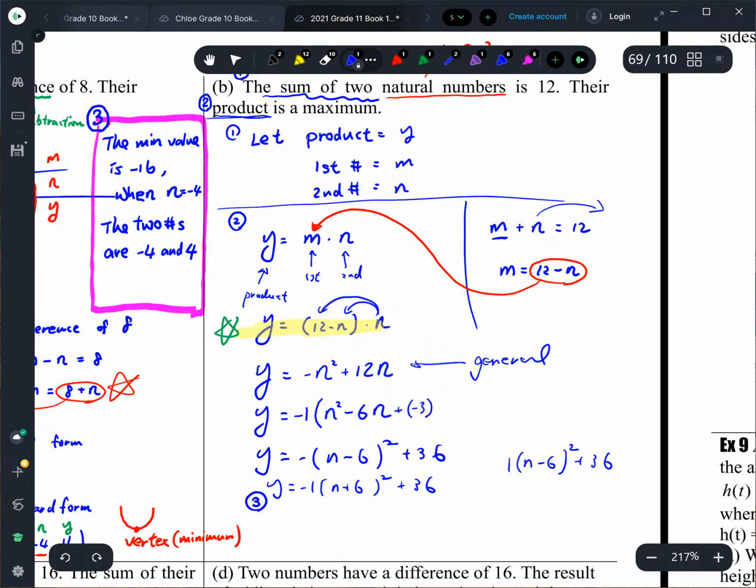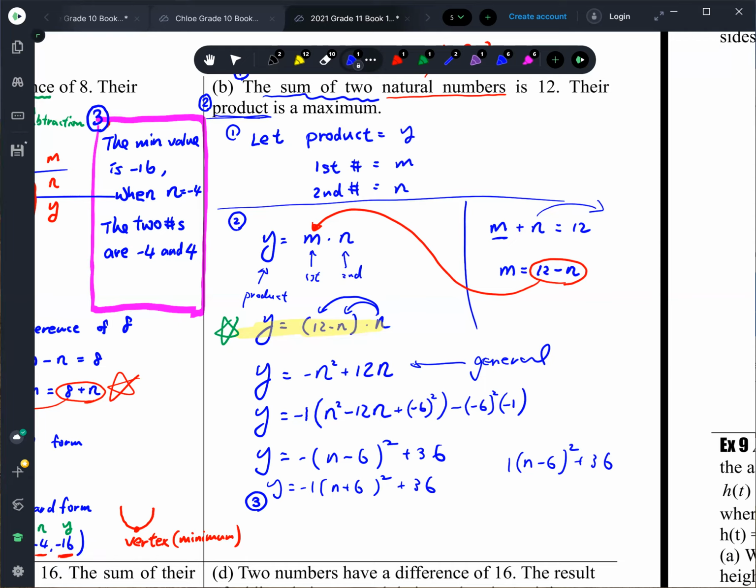Middle number divide by 2, square, balance, minus -3 squared, times -1. Wait. Why do I write 6? I made a mistake. Should be 12, right? 12, right? And then this will be -6 and then -6. Okay, any questions?